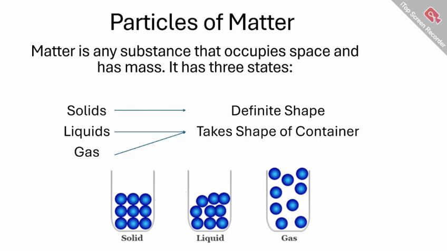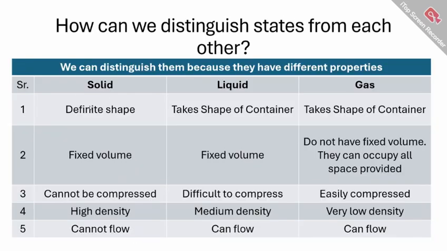So let's start with the first lecture, that is particles of matter. Matter is any substance that occupies space and has mass. It has three states: liquid, solid, and gas. We can distinguish them because they have different properties.